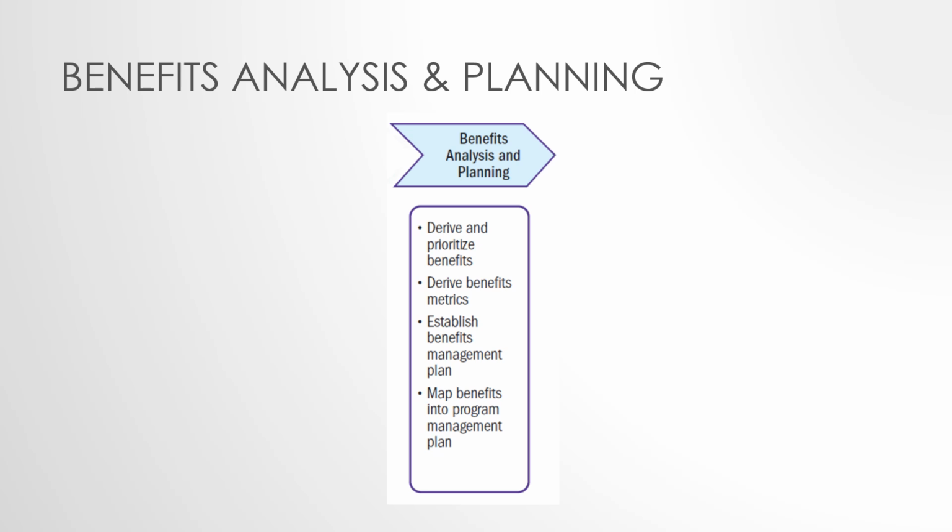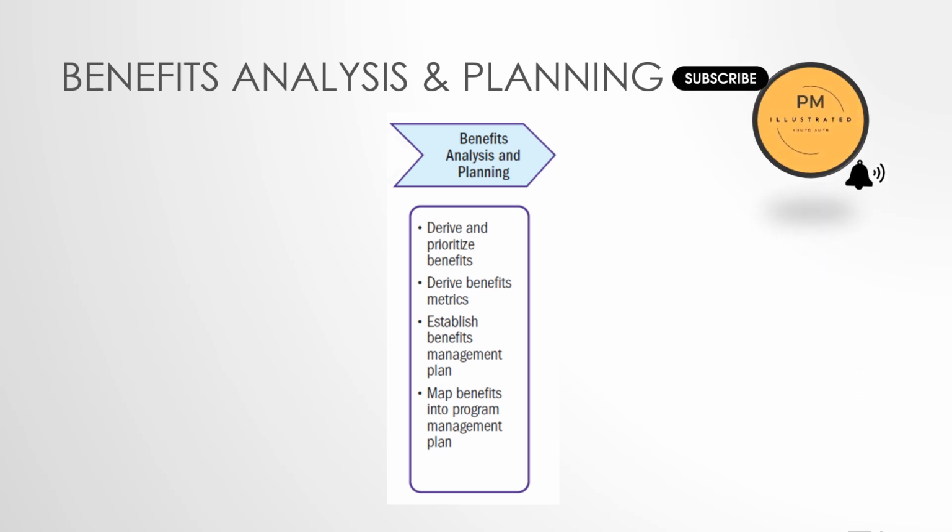Following the development of the program's benefit register, the second step of benefits analysis and planning comes into the picture. The primary purpose of the benefits analysis and planning step is to establish the benefits management plan. And as we are familiar, any management plan should provide us with ways on how to do things. Program managers should develop benefit metrics and a framework for monitoring and controlling both the components and the measurement of benefits within the program. Feeling confused?